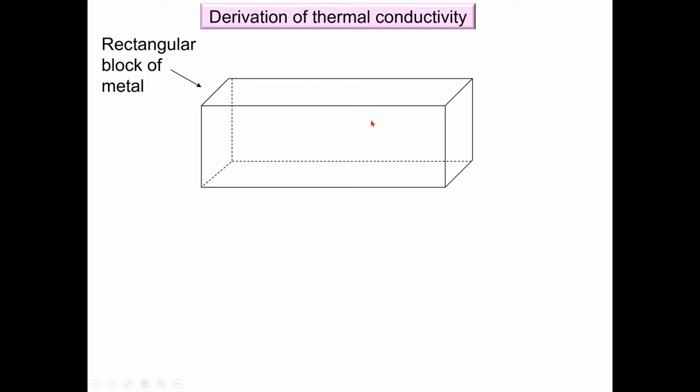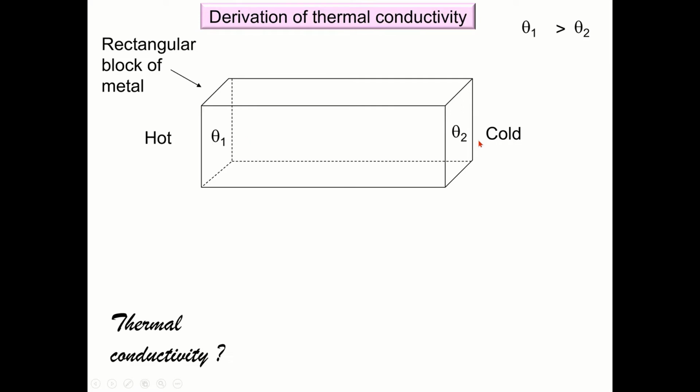So let's say this is a rectangular block of metal. One surface here has temperature θ1 and the other surface has temperature θ2. So θ1 is larger than θ2. In other words, θ1 is hotter compared to θ2. θ2 is cold. Therefore, the heat flows from hot to cold, from left to right.